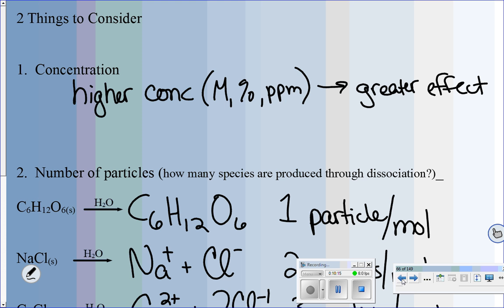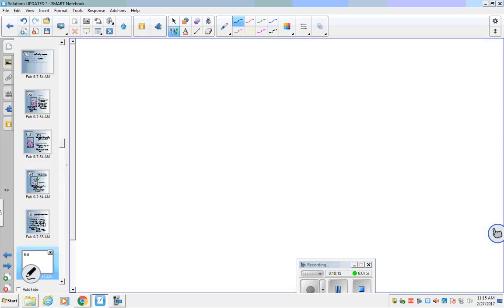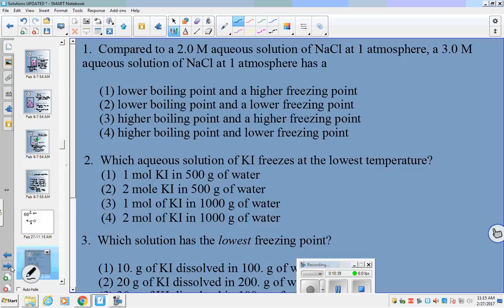One little kind of visual that I like to use too. If you imagine water usually has a freezing point of 0 and a boiling point of 100. What adding salt or something non-volatile does is it stretches this. Boiling point goes up, freezing point goes down. So it just stretches where water is able to stay a liquid.